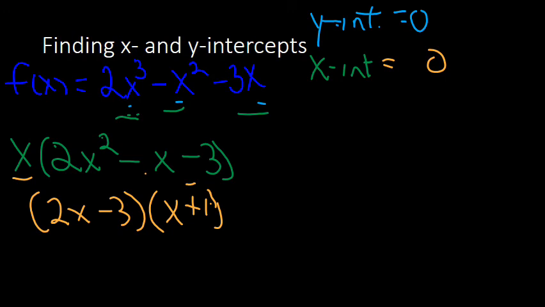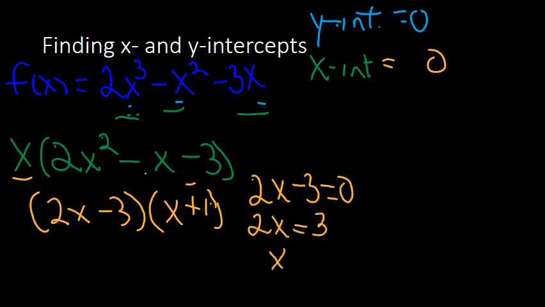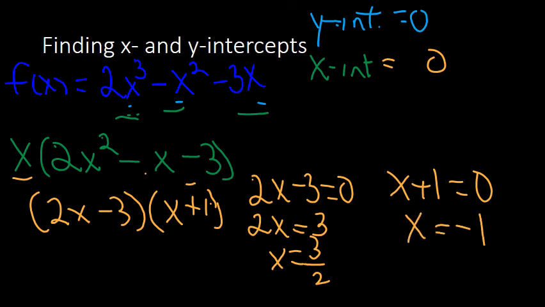And so let's set each of these factors then over to 0. Let's come right here. So I've got 2x minus 3 equals 0. 2x is equal to 3. And x is equal to 3/2. So that's going to be another one of my x-intercepts. And let's get on the other side here. x plus 1 equals 0. And x is just simply going to be minus 1. So I've got 3 x-intercepts in this. I've got a minus 1, a 0, and 3/2. And I'm done.